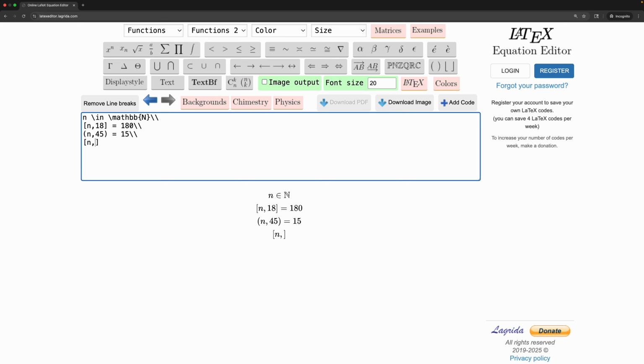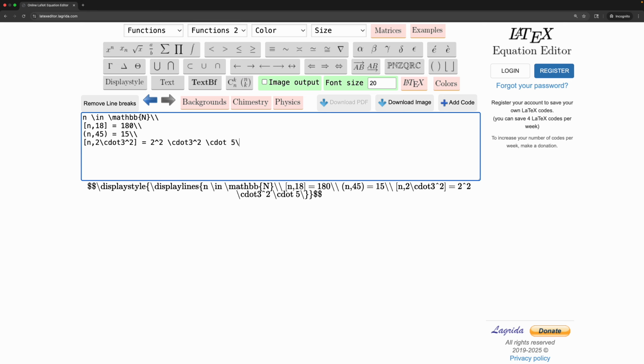Well, first, let us write down the prime factorization of 18 and the prime factorization of 180. How does this help us? Well, immediately we can see that there cannot be a prime greater than 7 in the prime factorization of n, because then it would show up in the prime factorization of 180.